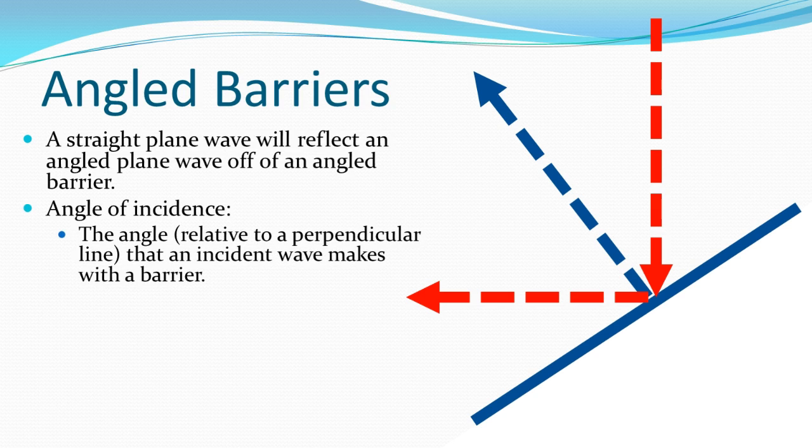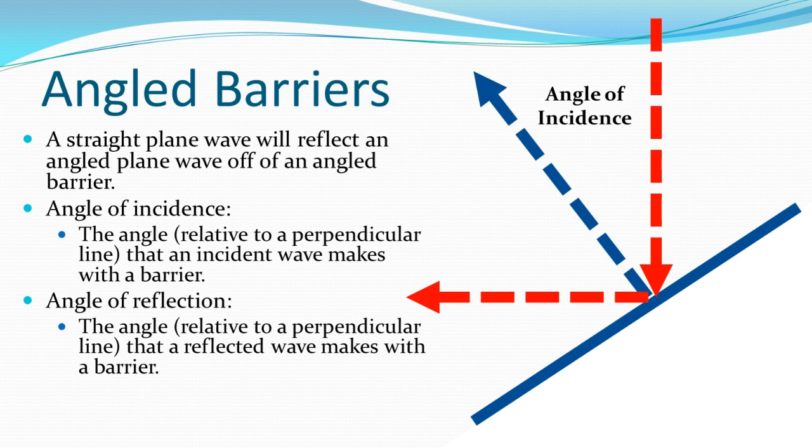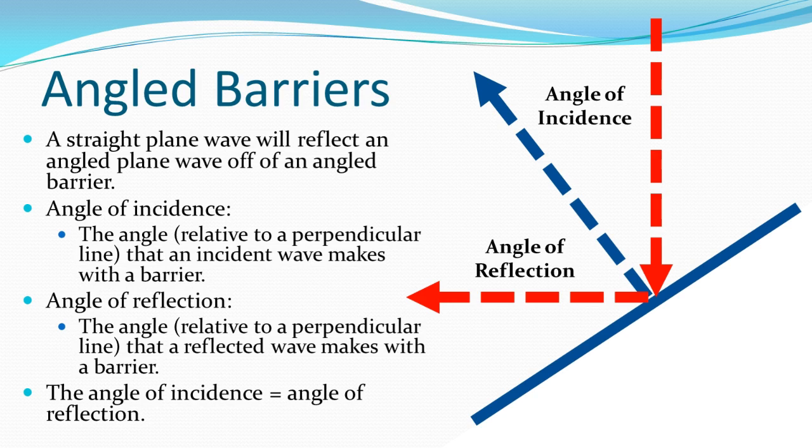The angle that it comes in is called the angle of incidence. This is the angle relative to a perpendicular line that an incident wave makes with a barrier. So that measurement right there between the blue perpendicular line and the angle the wave came in at is the angle of incidence. The angle of reflection, this is the angle relative to a perpendicular line that a reflected wave makes with the barrier, is going to be located right there. It's that angle measure between the direction of the reflected wave and the 90-degree perpendicular line that we drew into our barrier. In our observations, you probably noticed that these two angles are very similar. In fact, the angle of incidence is equal to the angle of reflection in all cases when a wave bounces off of an angled barrier.